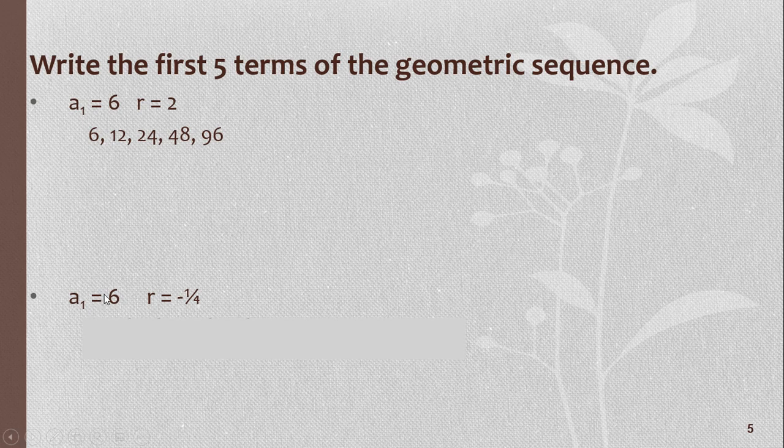How about this one? We're going to start with the same first term, but now my ratio is negative 1/4. So 6 times negative 1/4 is negative 6/4, times negative 1/4 is positive 6 over 16, times negative 1/4 is negative 6 over 64, times negative 1/4 is positive 6 over 256, and we could go on from there if we wanted.